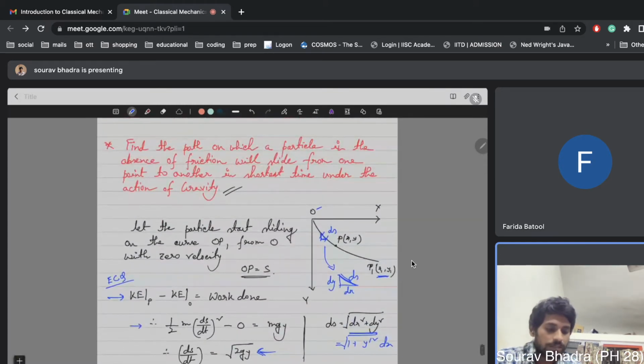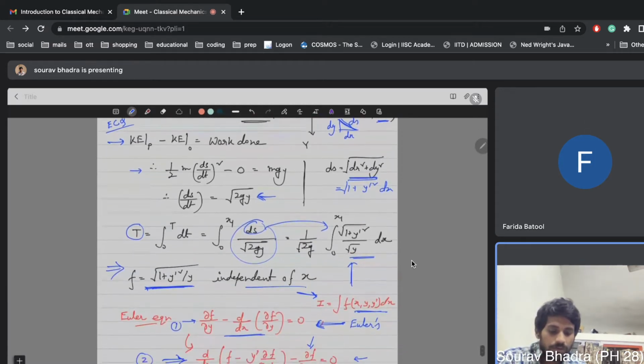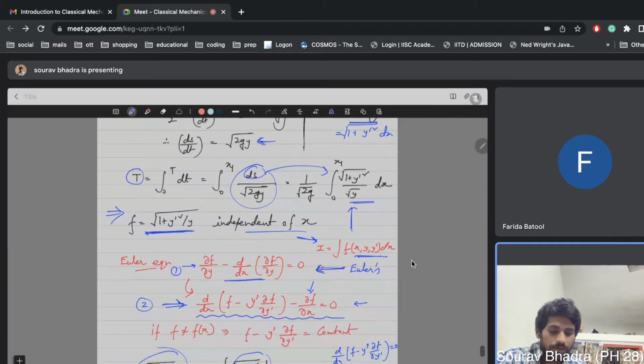Okay, so what I have shown here is the cycloidal path for which the time is shortest. Okay. Just go through the problem step by step, and you will reach the result.